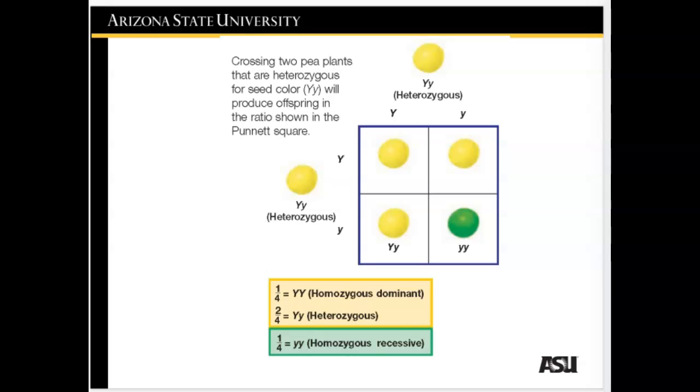This means in our Punnett square that 3 out of the 4 would be yellow, and 1 out of the 4 would be green. Statistically, what this means is that if you have a 3 out of 4 chance of creating a yellow-seeded pea plant when mating two heterozygotes, that's 75%. You would have a 1 out of 4 chance of creating a green-seeded pea plant, which is 25%.